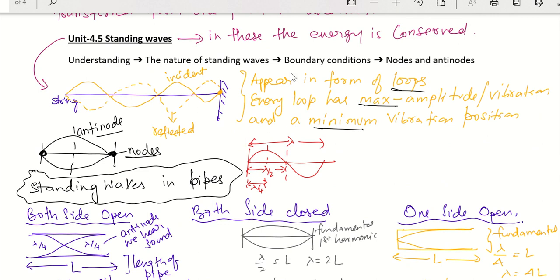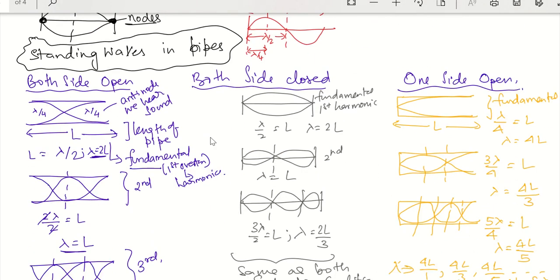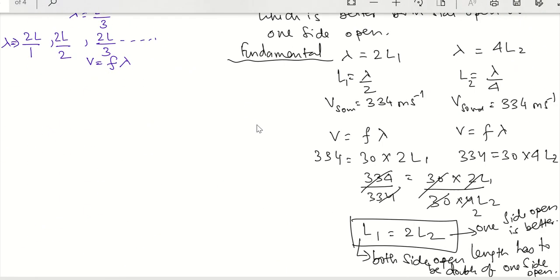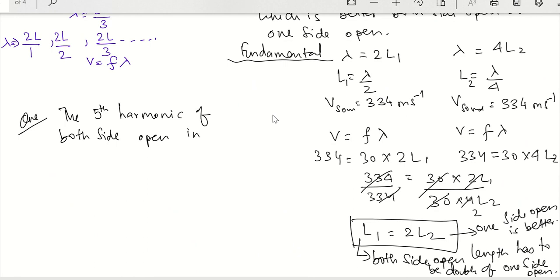Okay, and so we did nature of this, we did boundary condition, nodes, antinodes, and you have seen all of these things, the applications you have seen. So you know, sometimes there might be other questions like: the fifth harmonic of both side open in a pipe of length 0.5 meter occurs.